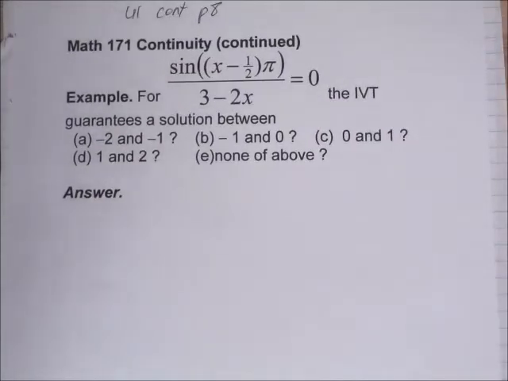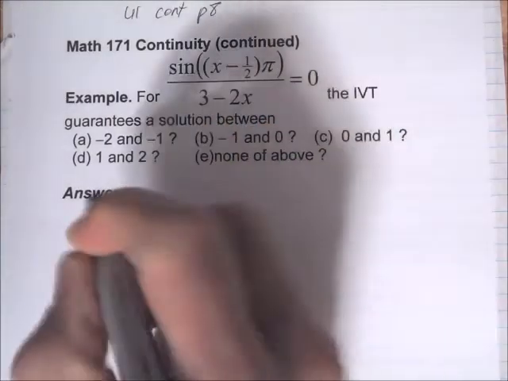Okay. And here's another example. We have sine of x minus a half times pi over 3 minus 2x. Let's see. This is not going to be continuous at 3/2, but it's continuous at other places. So let's see what values we can have. If x is 3/2, then you have denominator 0.